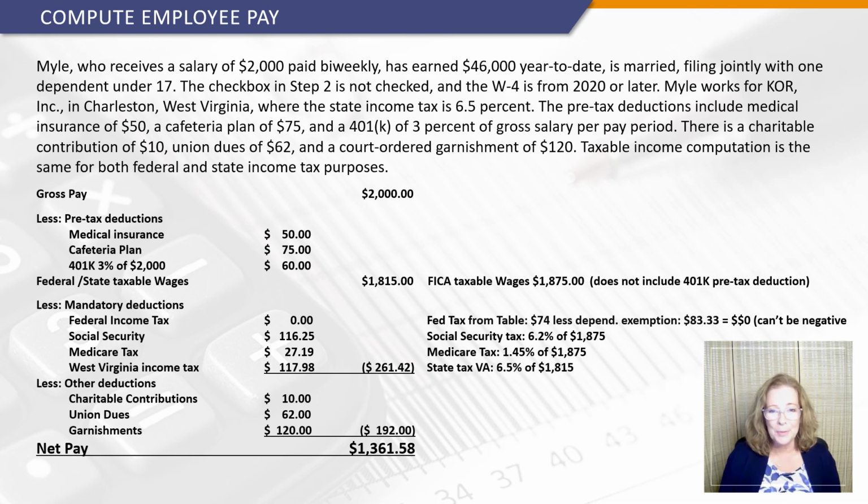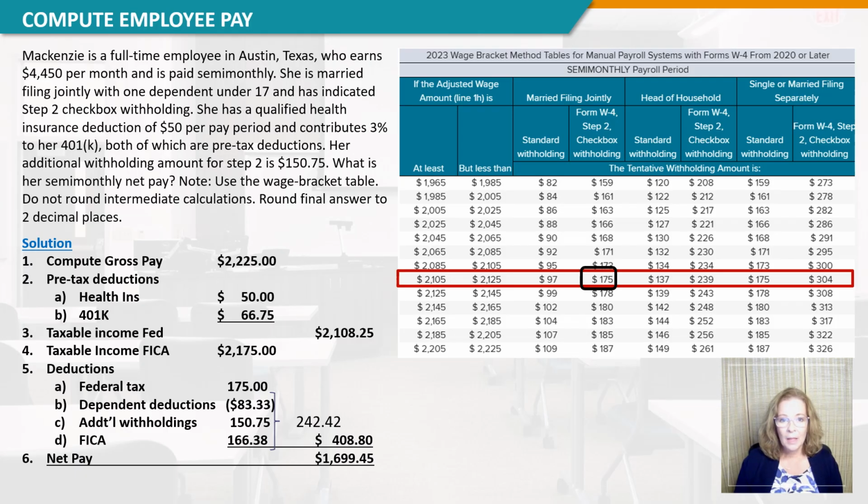Let's look at another example. Kenzie is a full-time employee in Austin, Texas, who earns $4,450 per month and is paid semi-monthly. She's married filing jointly with one dependent under 17 and has indicated Step 2 checkbox withholding. She has a qualified health insurance deduction of $50 per pay period and contributes 3% to her 401k, both of which are pre-tax deductions. Her additional withholding amount for Step 2 is $150.75. What is her semi-monthly net pay?